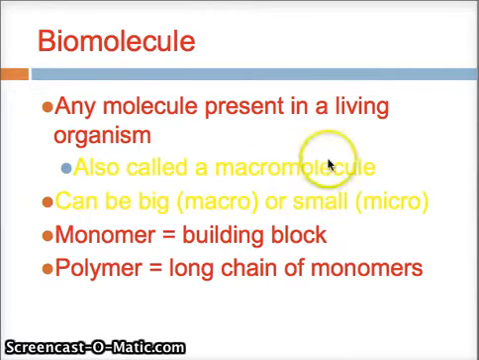One thing you do need to know when you're taking this test or in class, if I call a biomolecule a macromolecule, same thing, just means it's big. If I call it a micromolecule, it means it's small. So macro, big, micro, small. Few other important words you need to know. I know this sounds like a lot of vocabulary, hang with me.